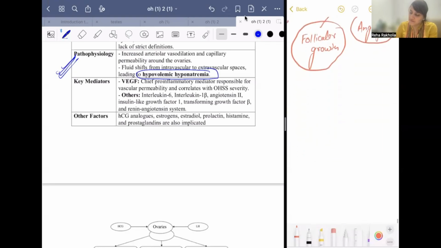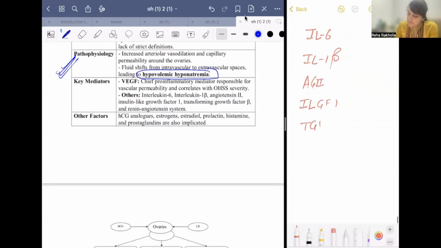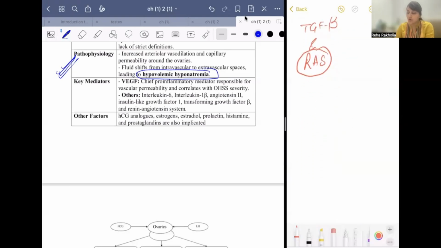However, it's not just VEGF that plays a role. Other chemicals and hormones, including interleukin 6, interleukin 1 beta, angiotensin 2, insulin-like growth factor 1, transforming growth factor beta, and the renin-angiotensin system, are also part of this complex process. Together, these mediators cause the clinical features of OHSS.